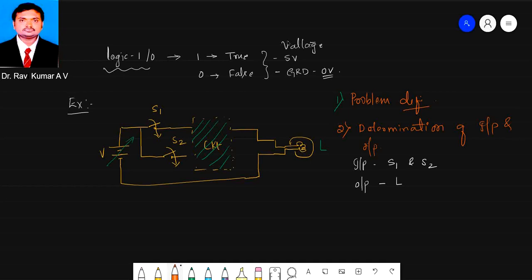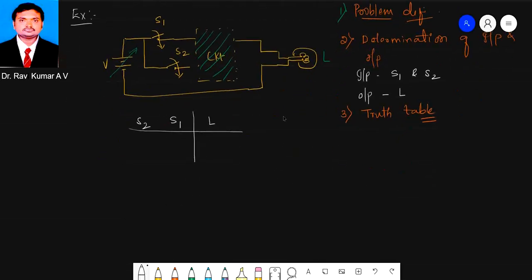The next concept is the third one. With respect to the problem definition, we are supposed to write the truth table for this problem. What is meant by a truth table? See, in this truth table I have the inputs, let's say S1 and S2 switches, and we have L. Here the combinations are combinations of the inputs. Combination in the sense of a permutation, like how you are operating the switches. Both may be on, or any one switch may be on, or both switches will be off. So combinationally we are supposed to give the input.